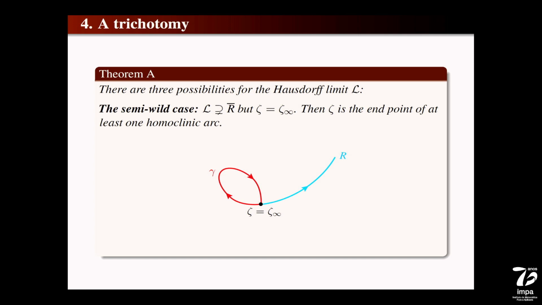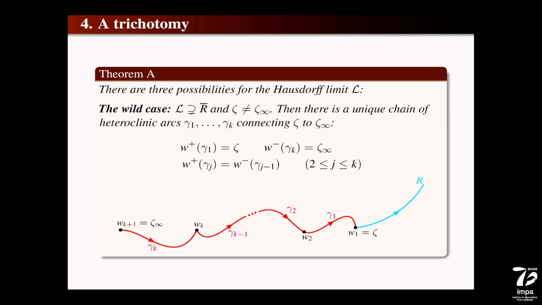The second case is what I call semi-wild. So L does have extra decorations, but still zeta and zeta infinity are the same. So the limit of the landing points is the landing point of the limit ray. But in this case, L is strictly larger than the closure of R, and the only thing that can happen is some extra homoclinic arcs connecting that point to itself. One or many, at least one.